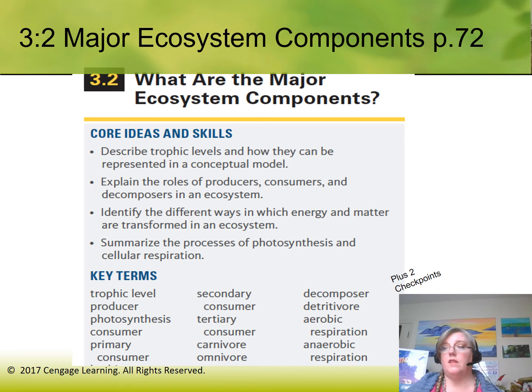When you guys have taken this before in middle school or elementary school, you didn't pay as much attention to the decomposers as we are going to pay today. The third one says identify the different ways that energy and matter is transformed in the ecosystem, and then to summarize the processes of photosynthesis and cellular respiration. If your biology is anywhere near fresh on your mind, you're going to remember photosynthesis and respiration.